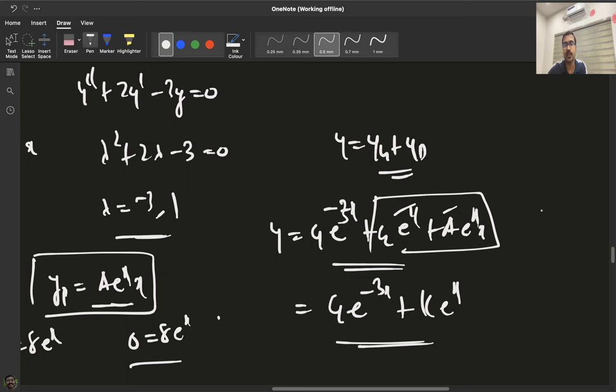Okay, so in that case, if there is already a factor of e raised to x here, I'll take a factor of x in the particular solution. So it will be x into e raised to x. And this can also apply for higher roots.